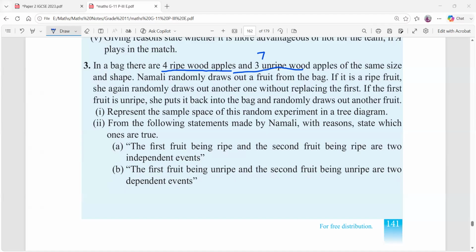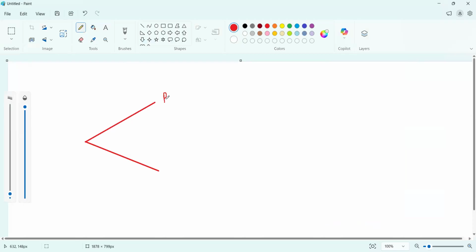Now how to draw this one? First time, it may be ripe or unripe. Okay, first time, here the first branch, it can be ripe or unripe. Clear? Altogether, they are having 7. What is the probability of ripe? They are having 4 ripe and 3 unripe. 4 ripe and 3 unripe. Is that clear? First time is clear.